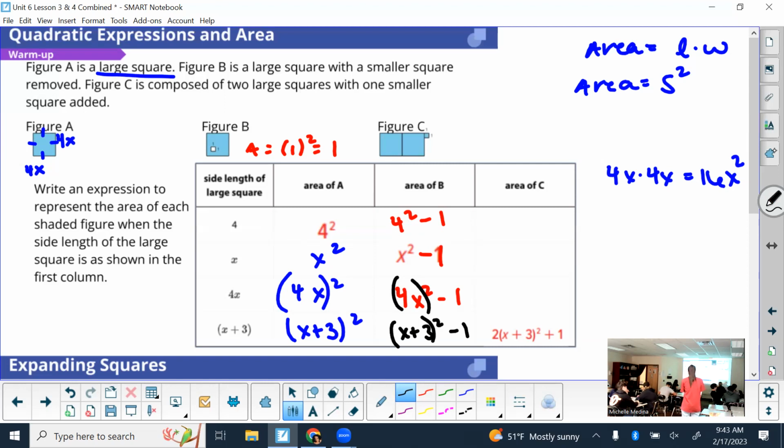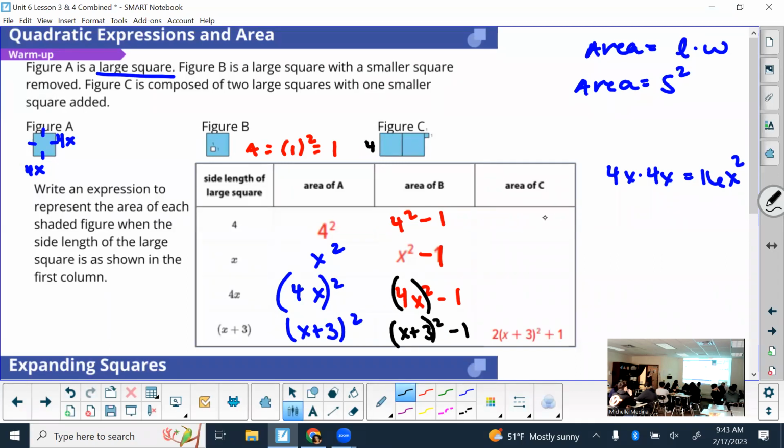How is figure C different from all the others? It has 2 squares, or like 2 of the same size squares, and then a little square. So if I need to find the area of that figure, do I include the additional boxes? Yes, so we know that these squares are like equivalent to each other, right? The one side of the square is 4. How can we write the area of C?